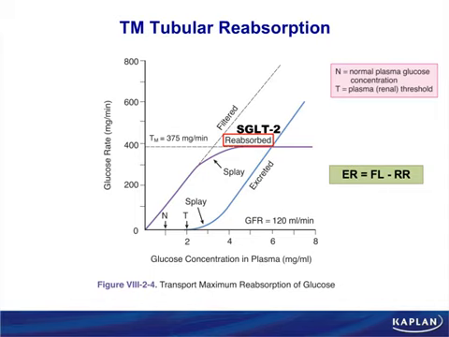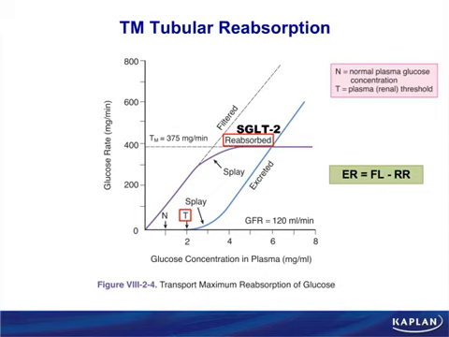Remember, that is saturation kinetics. Once the SGLT2 carriers become saturated, you reabsorb at a constant rate. Now, you don't stop reabsorbing, but you reabsorb at a constant rate. Now, T on this graph stands for the plasma or renal threshold, and that's a very important value to understand. The plasma threshold, or the renal threshold, is the plasma glucose concentration at which the SGLT2 carriers first become saturated.